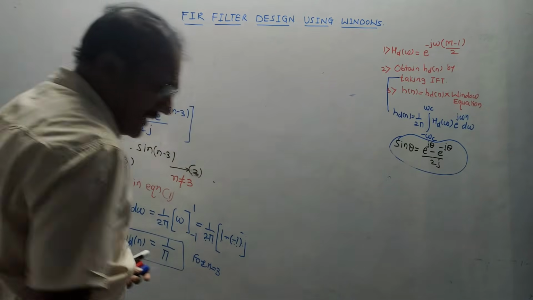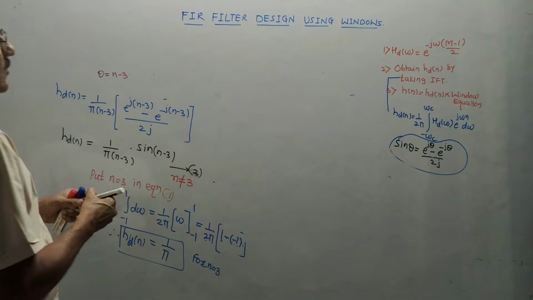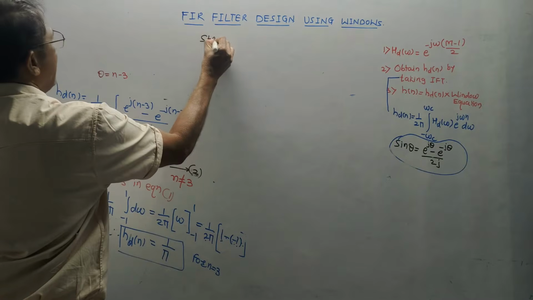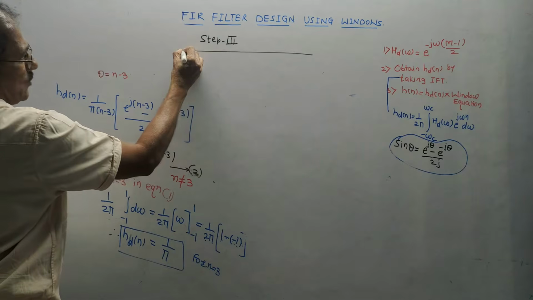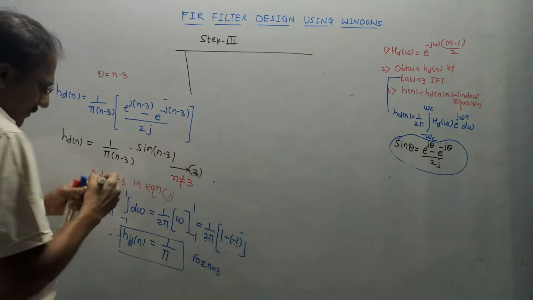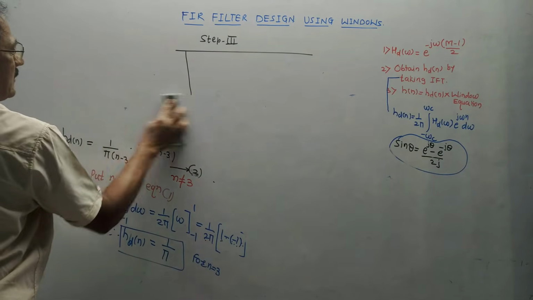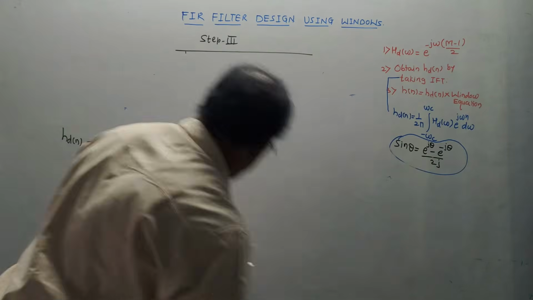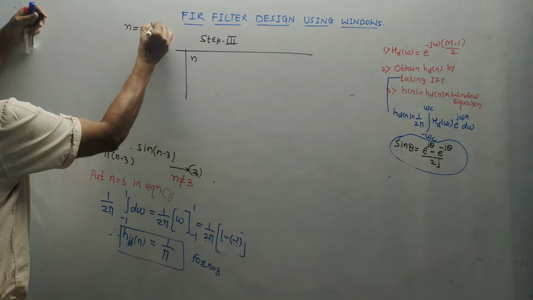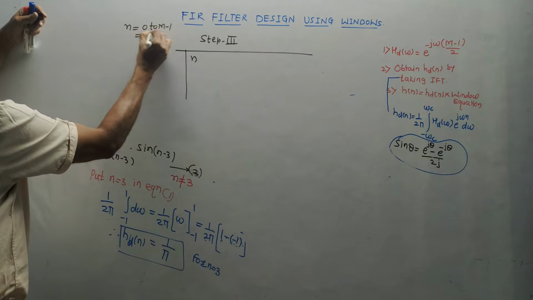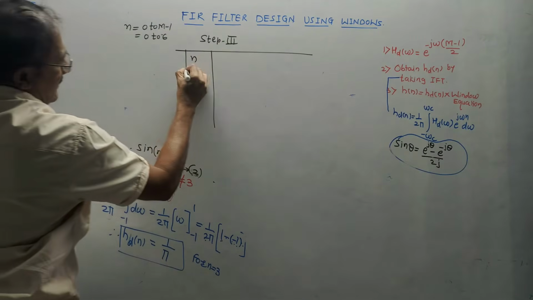Now the last step. This was step 2. In the third step, what you are supposed to do? I will write here step 3. You are supposed to make one table like this. First column, I will remove this part because we have already done the calculation. So first is value of n. As we mentioned, n varies from 0 to M minus 1, that is 0 to 7 minus 1, so it varies from 0 to 6.